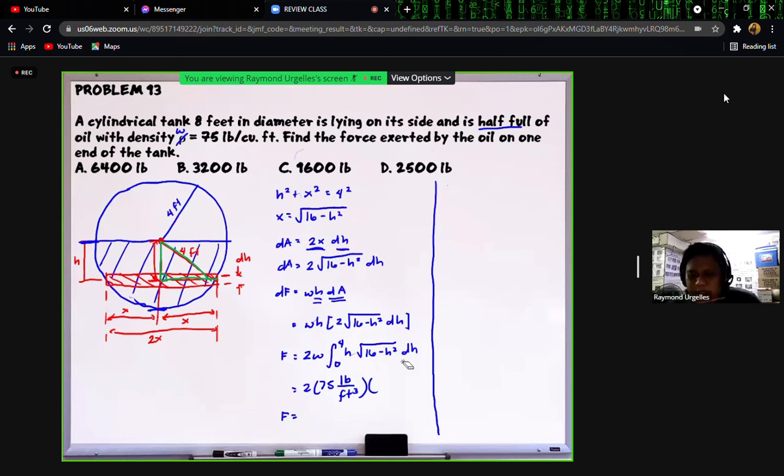Okay, now we wait for the result of the integral. I guess it takes a while since there is a square root.